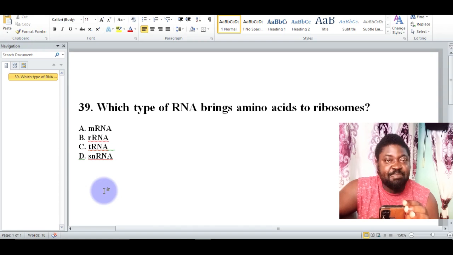In fact, T means transfer. Transfer RNA acts as a carrier. It carries specific amino acids corresponding to the mRNA codons during translation. So they act as transport, where the T simply means transfer, which is tRNA. They carry the amino acids corresponding to the mRNA during translation. That is why it is tRNA, which is option C. Let's proceed to the next question, 40.